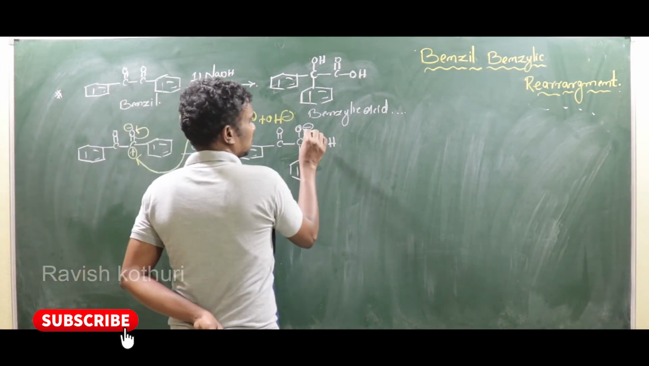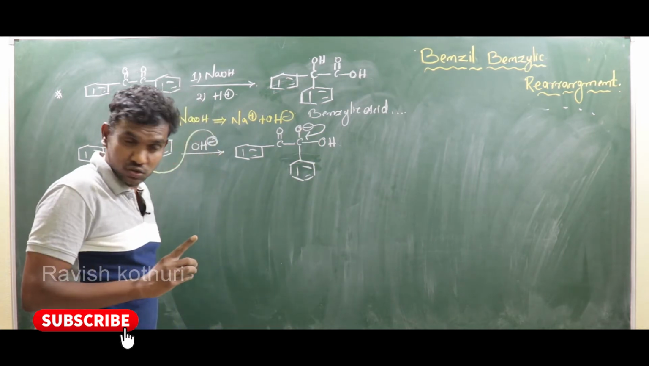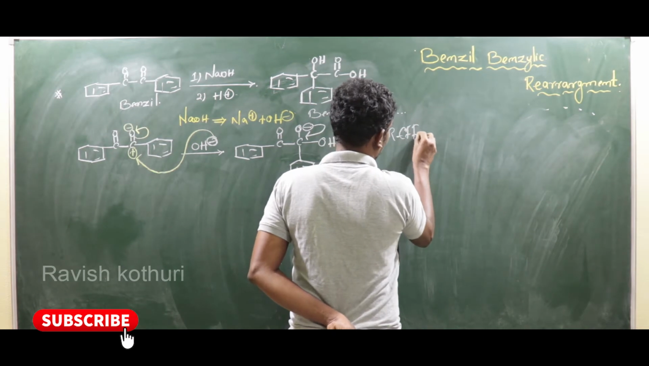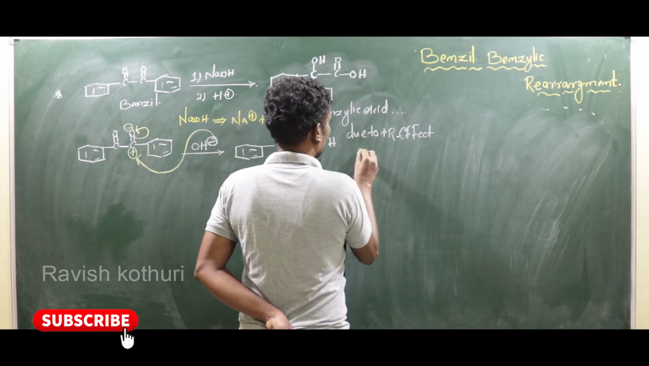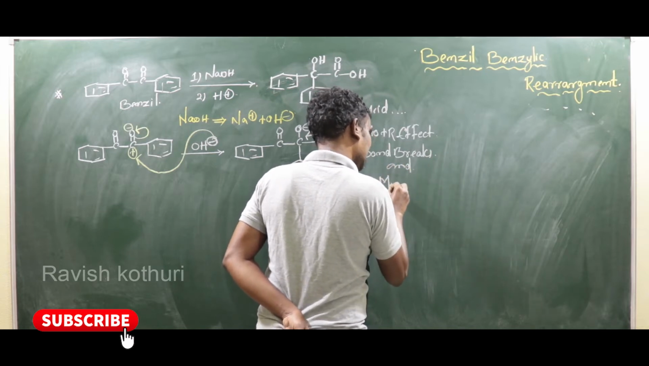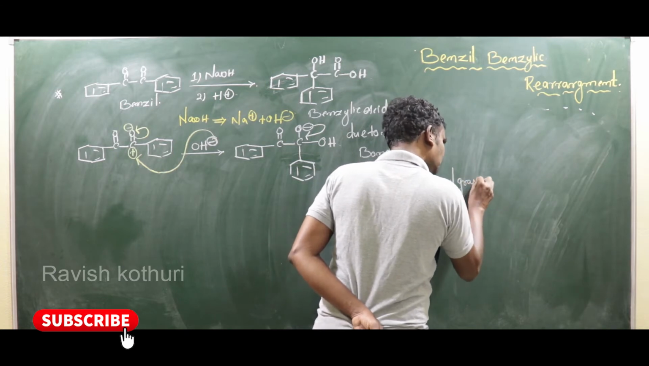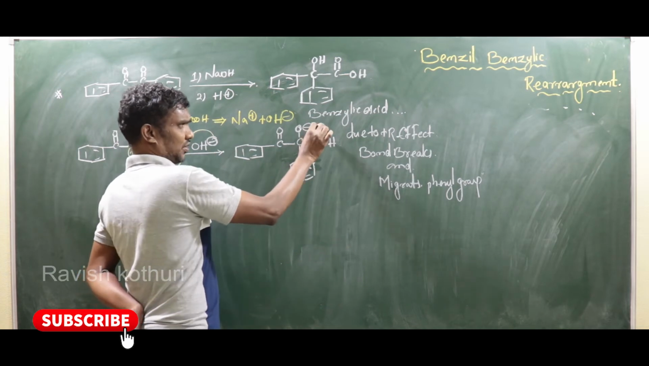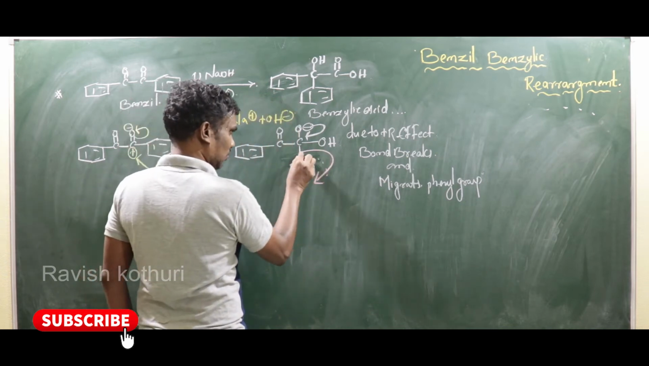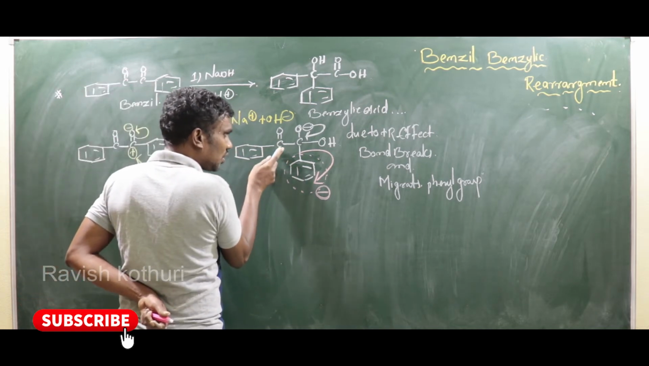Now observe carefully. This is a very important step. Here, due to the plus R effect of this alkoxide ion, the bond breaks and the phenyl group migrates. So what happens here? Observe carefully, this bond will break. So this phenyl gets a negative charge. Right? Now this phenyl group migrates towards this carbonyl carbon.